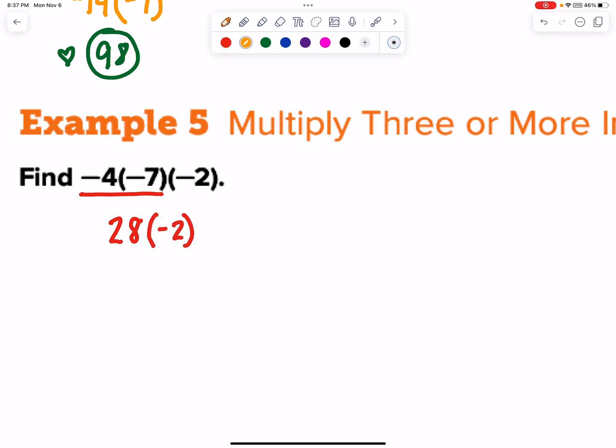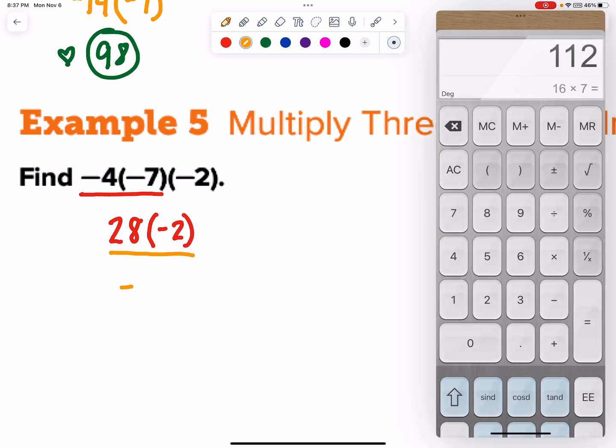Okay. Now we're going to solve this. 28 times a negative 2. I love to hate, so I actually hate. So I'm going to put my negative right away. Double 28, we're looking at 56.